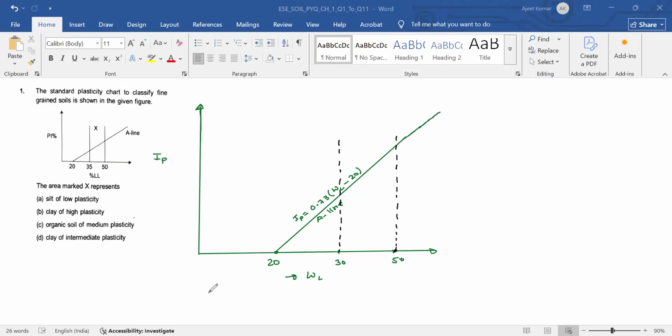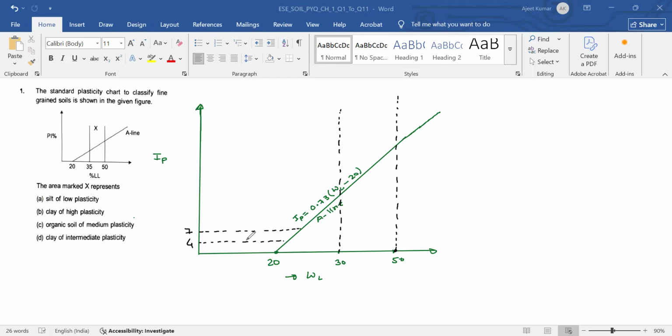Okay, and this line also, and the value of IP from 4 to 7 is of dual character.